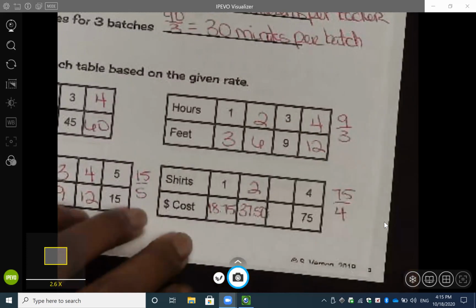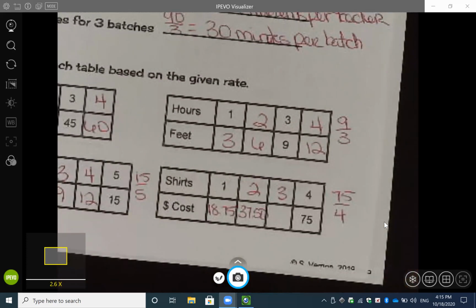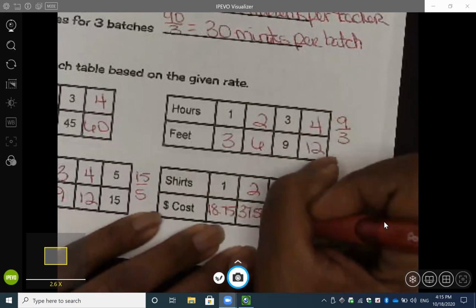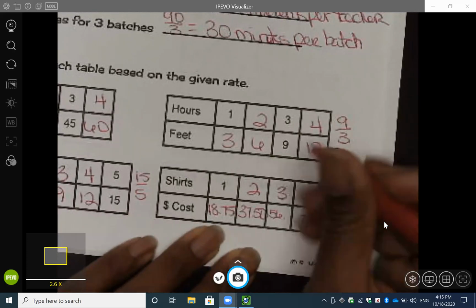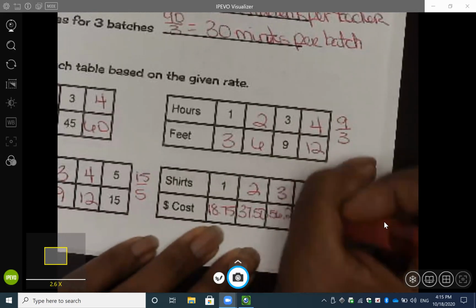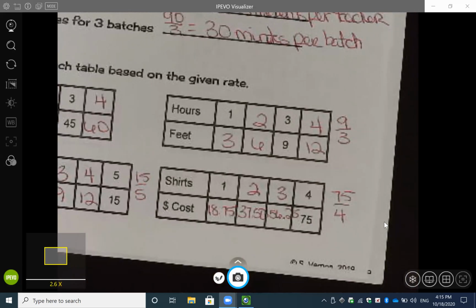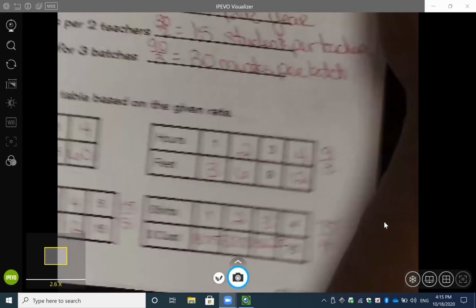$37.50. And then if we have 3 shirts, we're just going to do $18.75 times 3, and we get $56.25. And since it's money, that's why we rounded to 2 numbers behind the decimal, because money is always 2 numbers behind the decimal. Let's go to the next page.